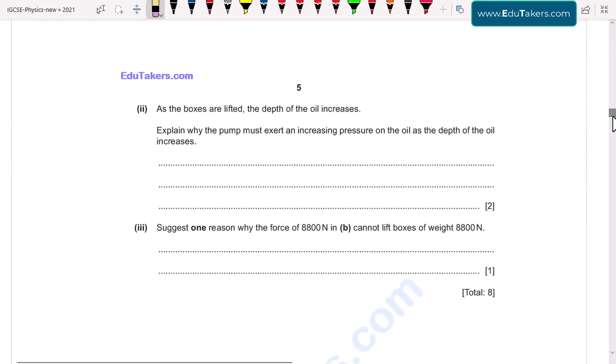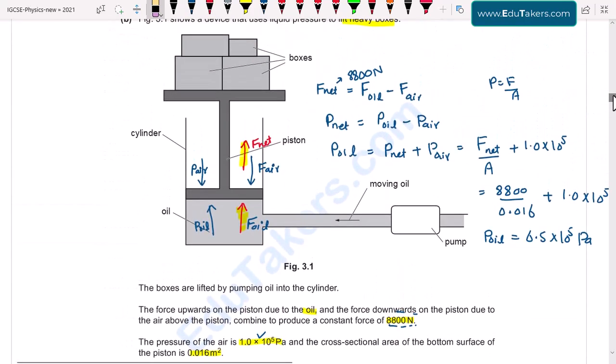Part 2. As the boxes are lifted, the depth of the oil increases. When we lift the box, then the depth of oil increases. Explain why the pump must exert an increasing pressure on the oil as the depth of oil increases. So first of all, going back to the diagram. When depth increases, it means that height increases. And this means that the level of the piston is moving upward.